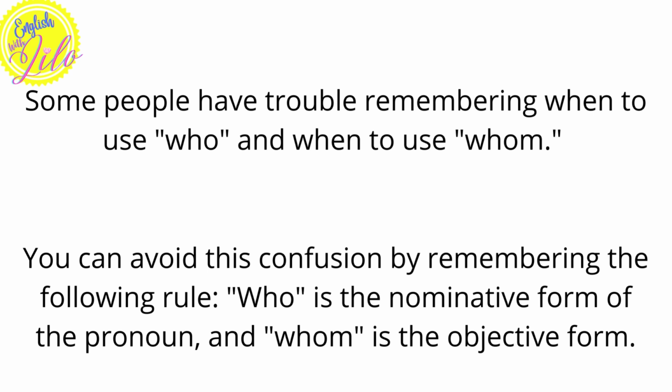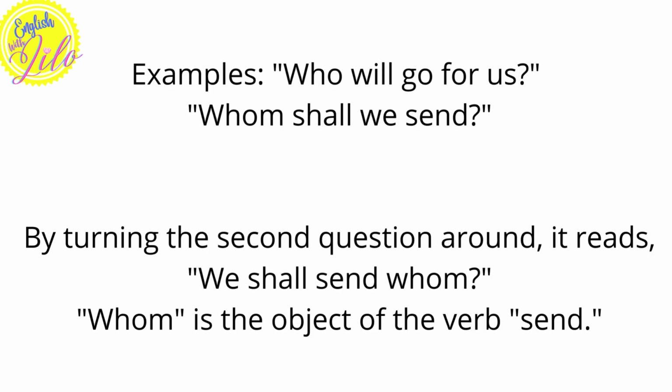Some people have trouble remembering when to use who and when to use whom. You can avoid this confusion by remembering the following rule: who is the nominative form of the pronoun, and whom is the objective form. Examples: who will go for us? Whom shall we send? By turning the second question around, it reads, we shall send whom? Whom is the object of the verb send.